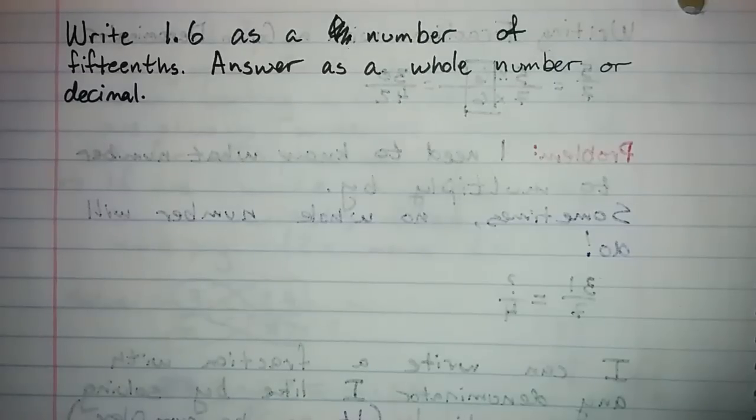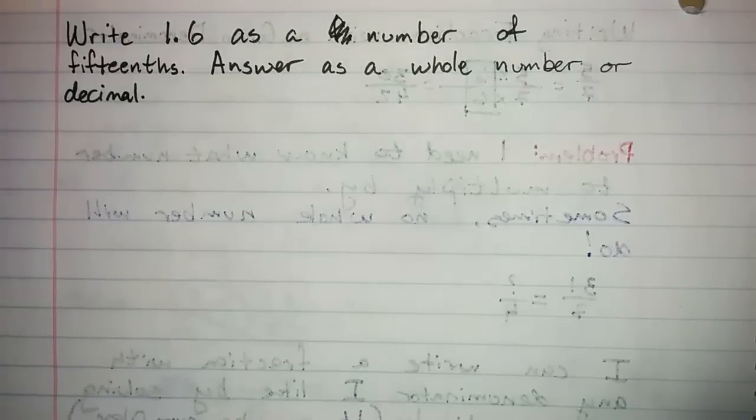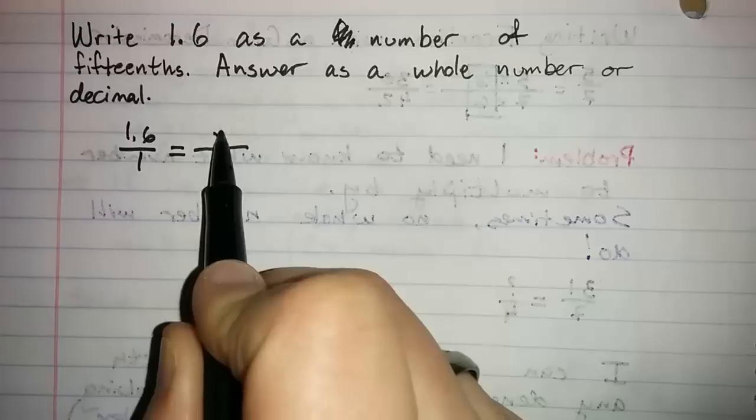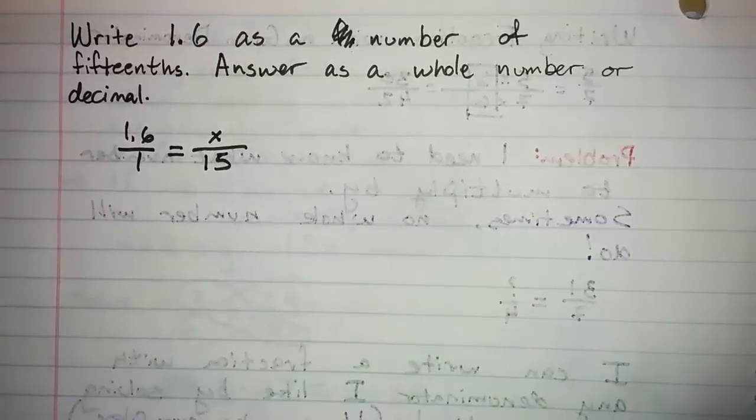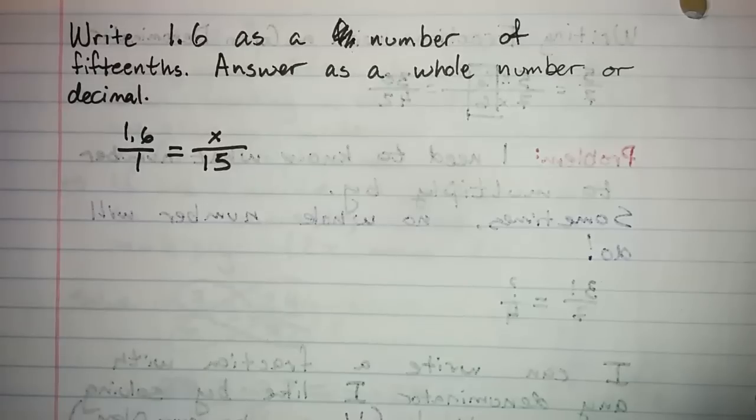Let me give you one of these to try. Using the technique we just talked about, write 1.6 as a number of 15ths. Give your answer as a whole number or as a decimal. Pause the video and try this now. Alright, so 1.6 doesn't look like a fraction, so I'm going to write it as the complex fraction 1.6 over 1. And that's going to equal some unknown number of 15ths, right? This word 15ths tells me my denominator is 15.